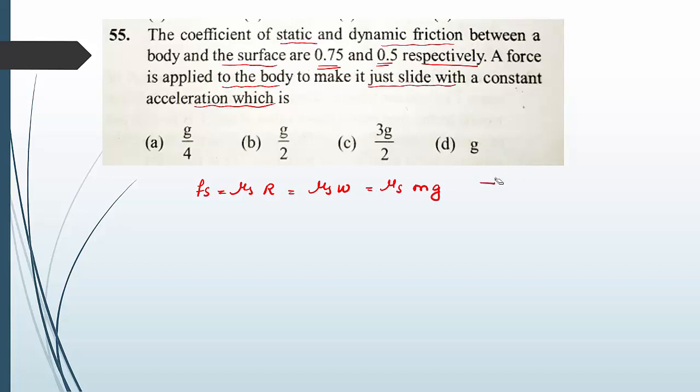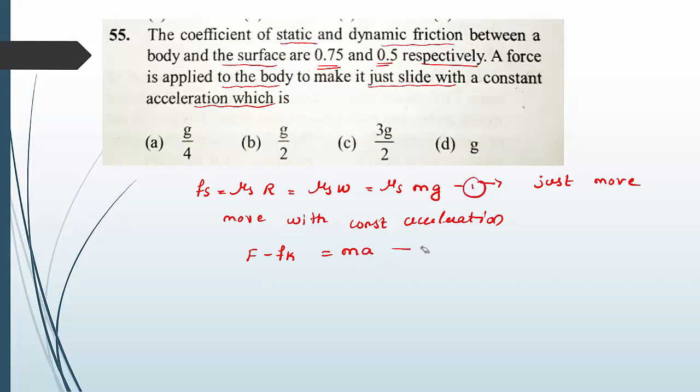So when it just starts to move, when it is ready to move. So when the body is moving with constant acceleration, then we can write the net force acting on the body. The net force means applied force minus frictional force. When it starts to move, dynamic friction produces F minus Fk equal to ma. Right? This is equation 1. This is equation 2.